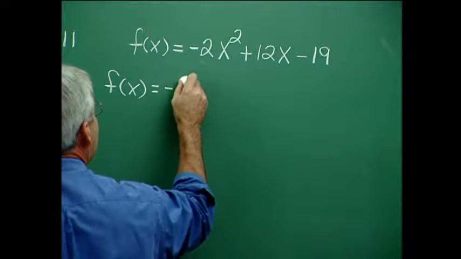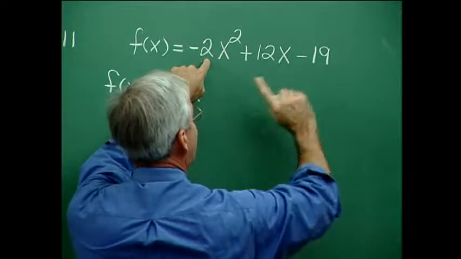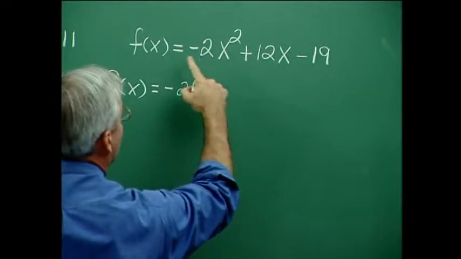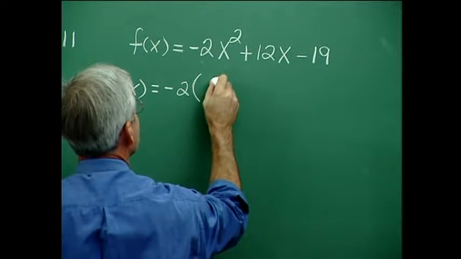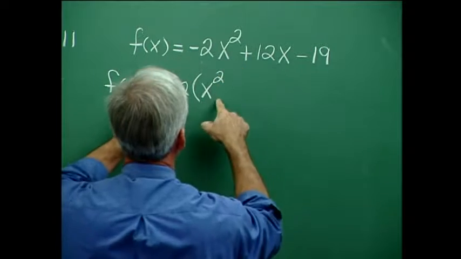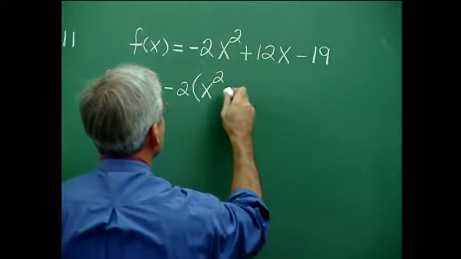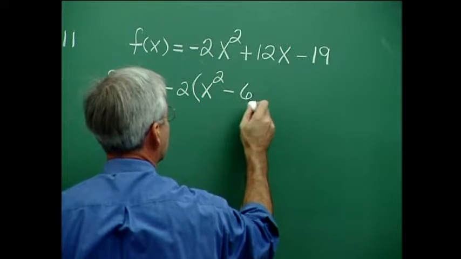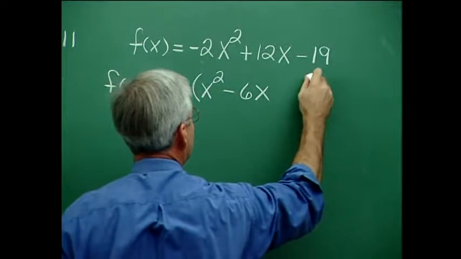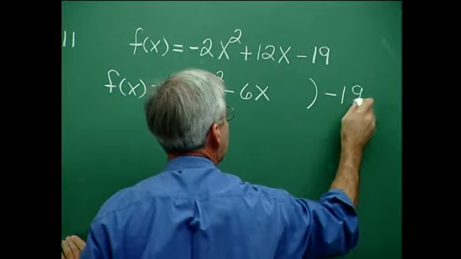We're going to snag negative 2 out of just these two terms. We don't care about that, we're going to kick it out anyway. So we're going to pull negative 2 out of these two terms, leaving, well, let's see. Negative 2 out of this term leaves x squared. Negative 2 out of this term leaves minus 6x. Okay, now I'm leaving a little space, and I'm putting the minus 19 out here.